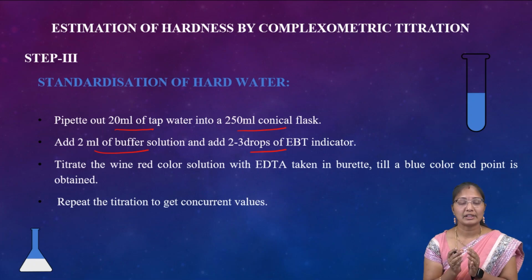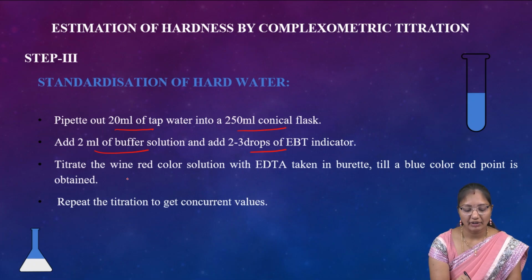So here what happened? This EBT indicator forms a complex only above pH 9.5. So here pH plays a vital role. To maintain this pH, we are adding the buffer solution. The buffer solution we are preparing is an ammonium chloride plus ammonia buffer, a combination of both ammonia and ammonium chloride. It is mainly used to maintain the pH above 9.5, and the indicator is used to know the color change.